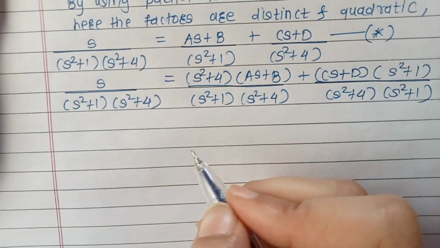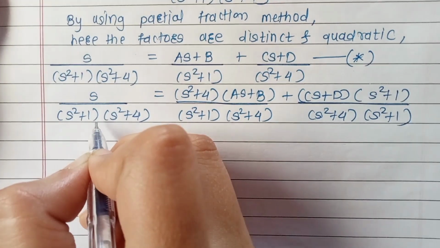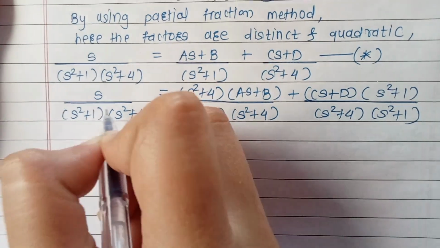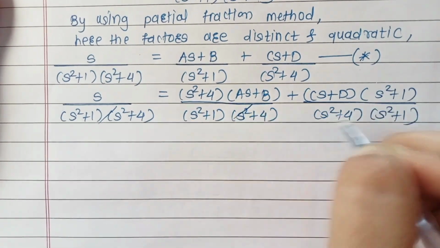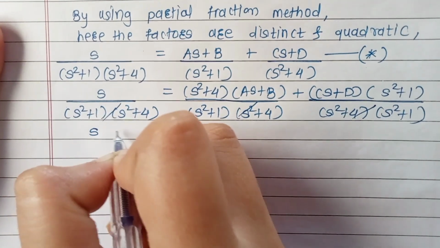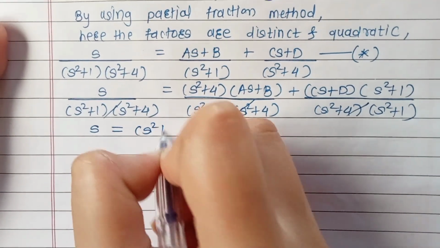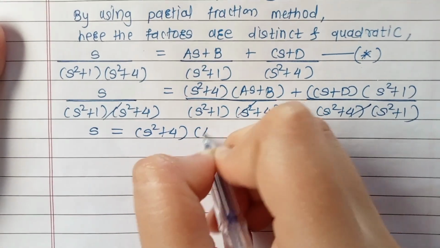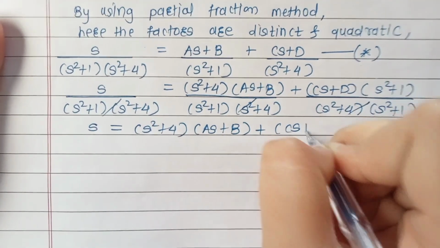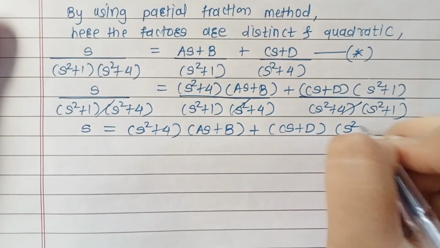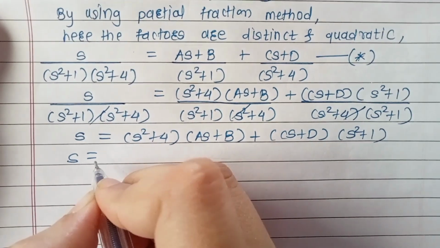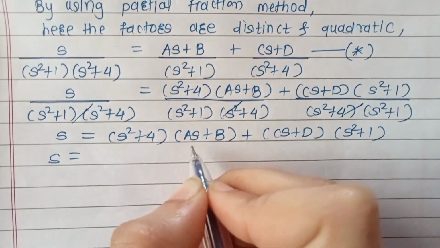Now what we will do in next step is we will cancel out this with this part as it is in equality with each other. So this part will get cancelled with this part, okay. So now we can write it as s is equal to as plus b into s square plus 4 plus cs plus d into s square plus 1. S is equal to, we will make here bracket multiplications.